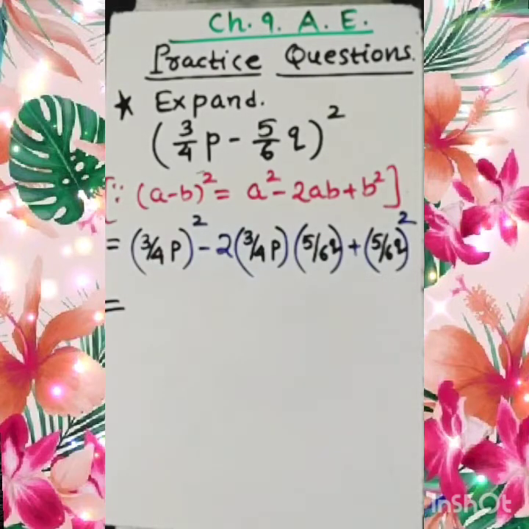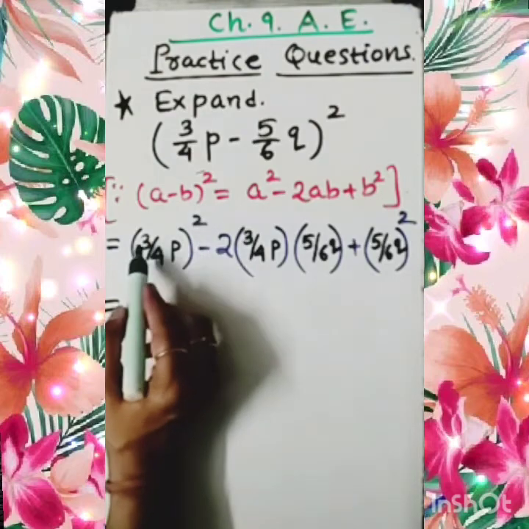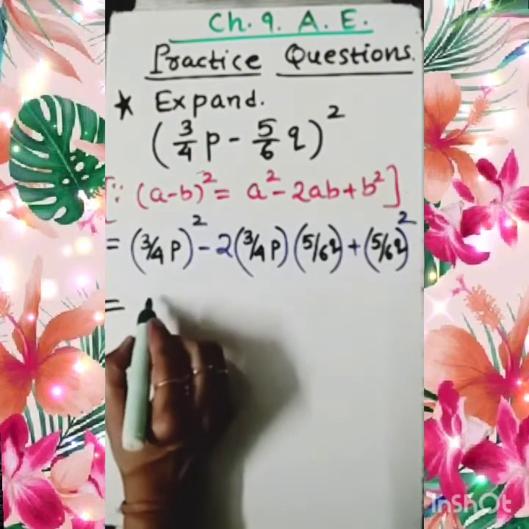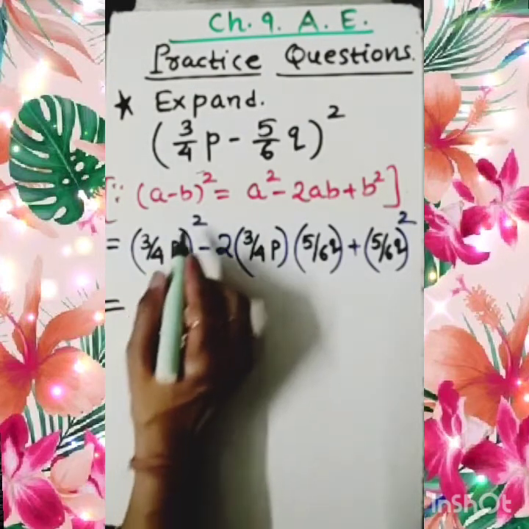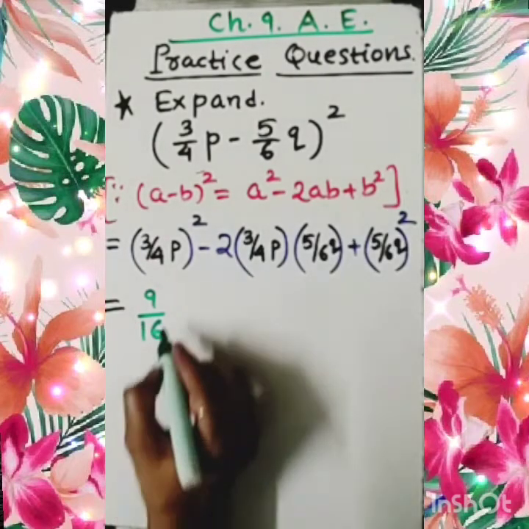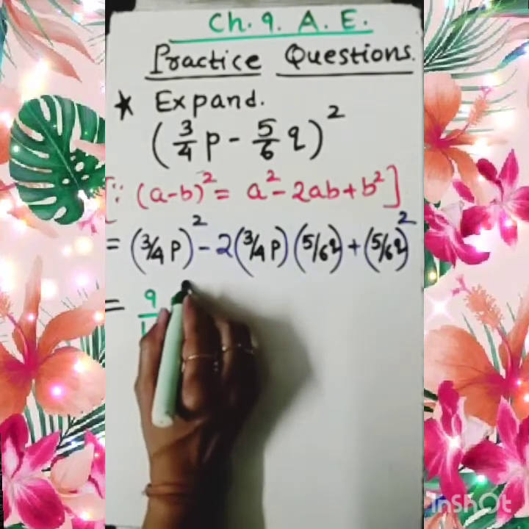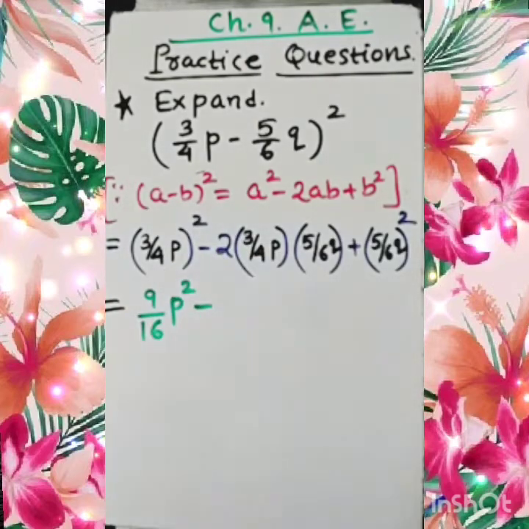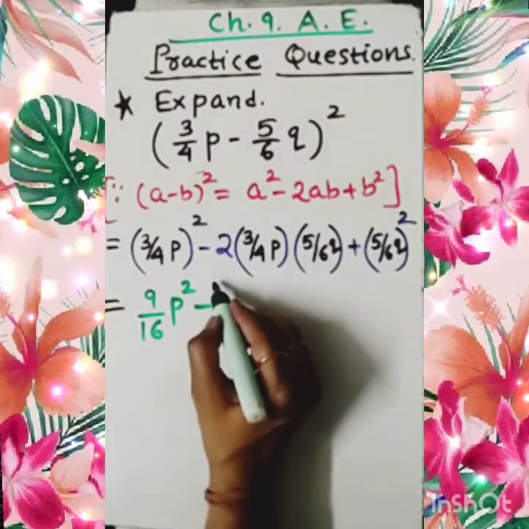Let's work out on the simplification now. Okay. Focus on your screen and see 3 square. 3 square is 3 into 3, that is 9, and 4 square is 4 into 4, that is 16. So here it is 9 by 16 p square. Here minus. How to simplify this term?